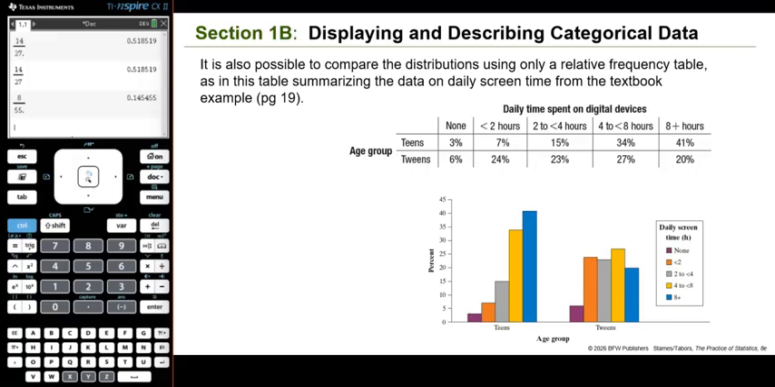Okay. Possible: compare distributions using only a relative frequency table. So this is categorical data, right? Less than 2 hours, even though it looks numeric, you're categorizing time into categories every 2 hours or whatever here. So different categories of time, and then age groups are teens and tweens. They said teens and tweens are the bottom of the age group, and then the percents are as follows. So they color coded it. It's very nice. You can talk about it.